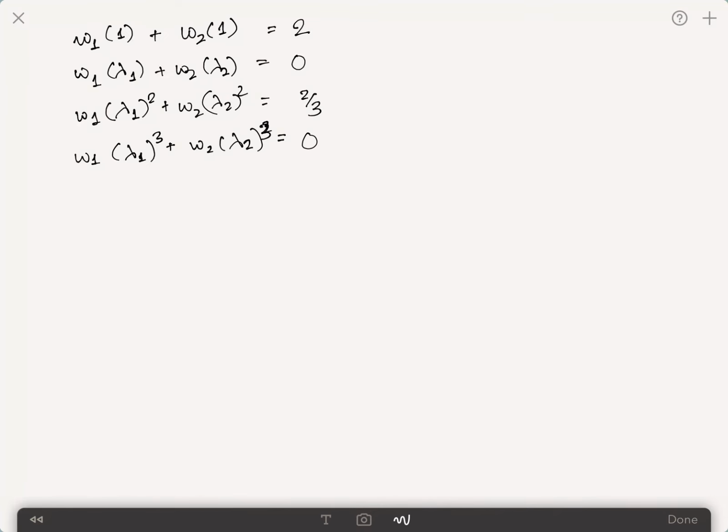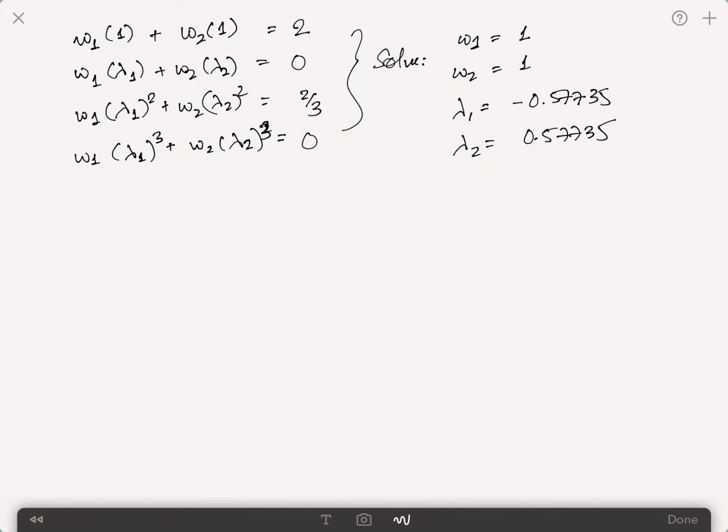And when we solve for lambda 1, lambda 2, w1, w2 in these 4 equations, we will solve them simultaneously to get w1 equal to 1, w2 equal to 1, lambda 1 equal to minus 0.57735, and lambda 2 equal to plus 0.57735.